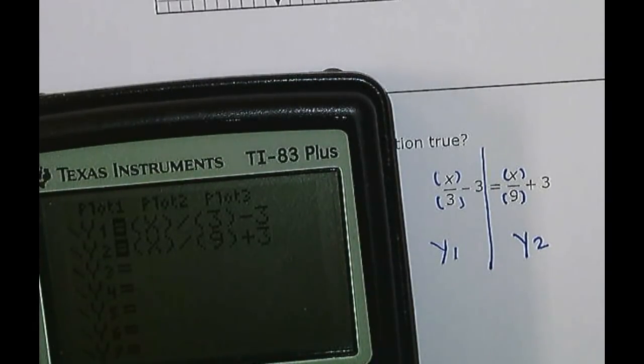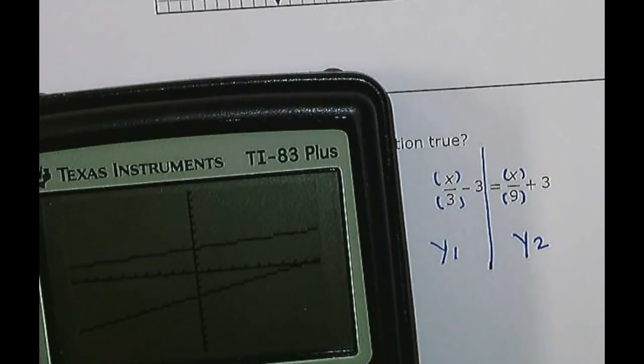Let's check it. Does the numerator have parentheses? Yes. Does the denominator? Yes. You have a division thing? Yes. A plus and a 3. Looks good. Push the graph button. Do I know what's going to happen? No. I'm waiting. Darn. I was hoping they would cross.